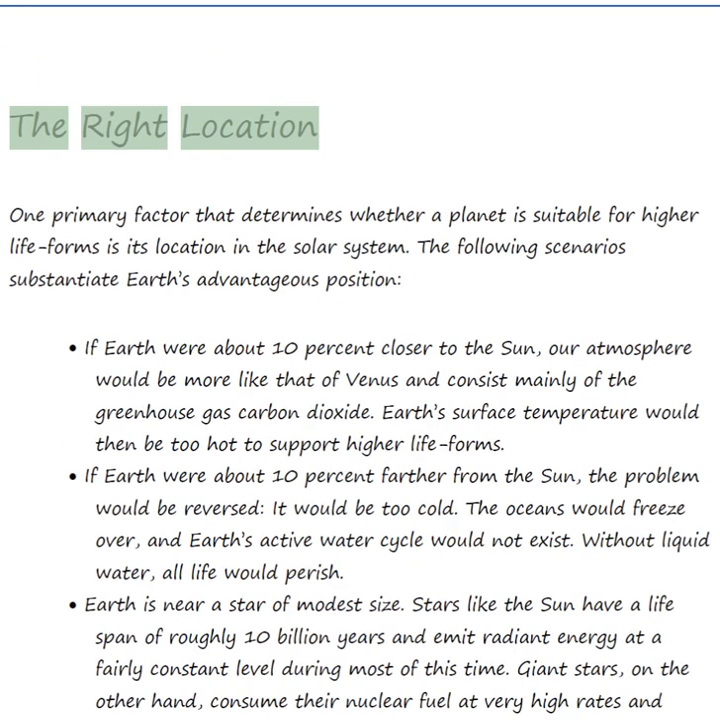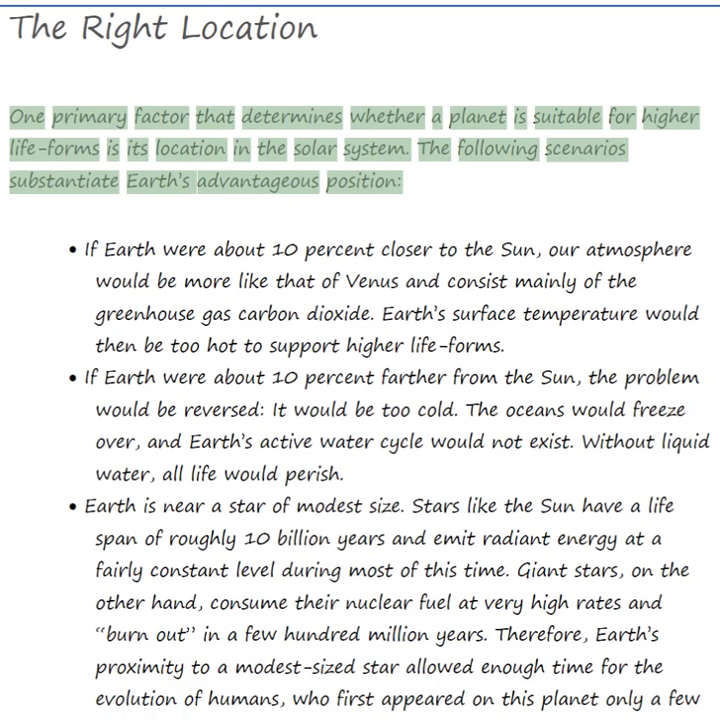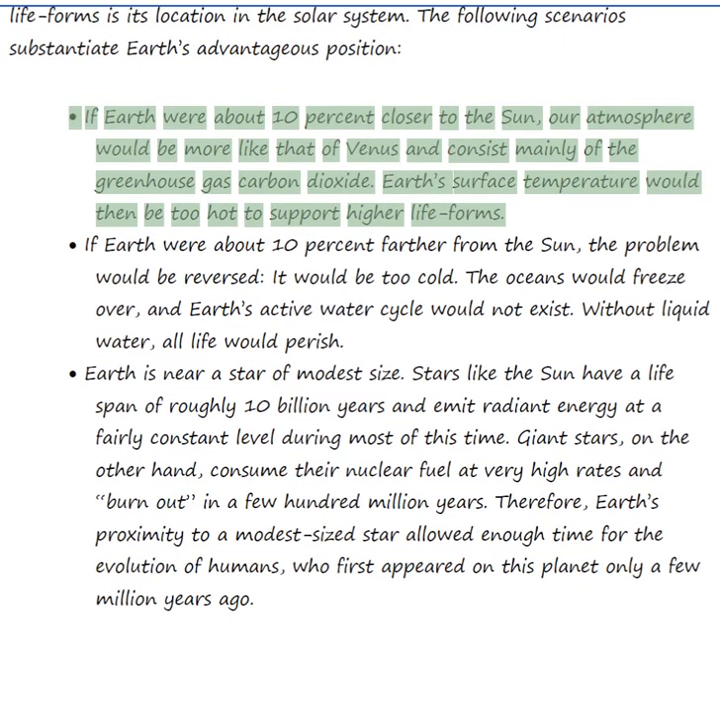The right location. One primary factor that determines whether a planet is suitable for higher life forms is its location in the solar system. The following scenarios substantiate Earth's advantageous position. If Earth were about 10% closer to the Sun, our atmosphere would be more like that of Venus and consist mainly of the greenhouse gas carbon dioxide. Earth's surface temperature would then be too hot to support higher life forms.